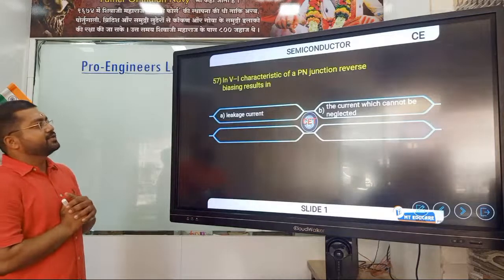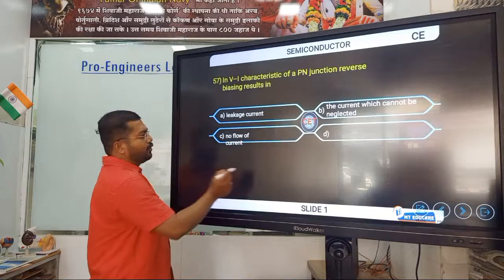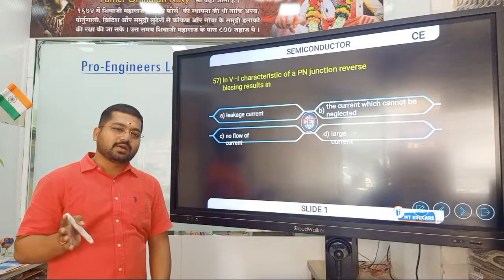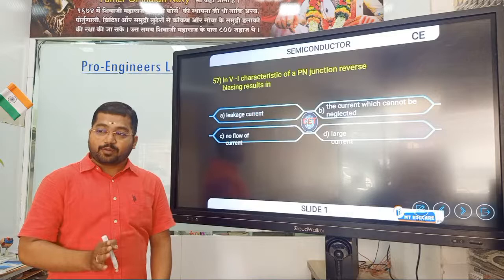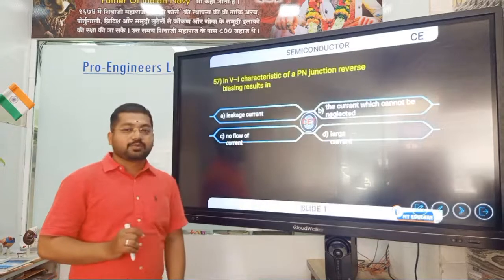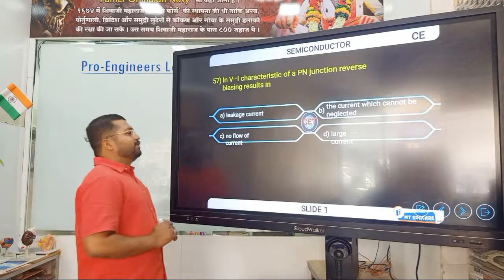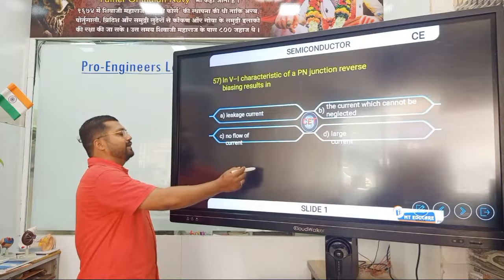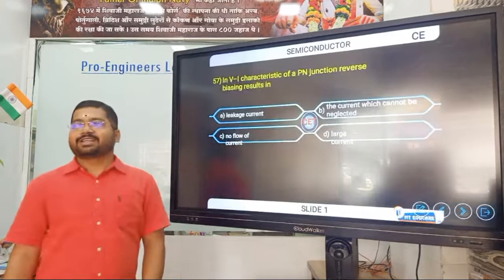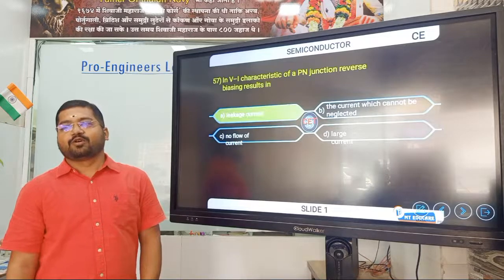The VI characteristics of PN junction reverse biasing results in options: leakage current, current which cannot be neglected, no current flow, and large current. बहुत सोच समझकर आपको आंसर करना होगा। हम अगले पड़ाव पर पहुंच चुके हैं। आपने पहले क्वेश्चन का आंसर सही दिया था और इसी के साथ शुभम जी आंसर दे रहे हैं। नो फ्लो ऑफ करंट। क्या इसे लॉक किया जाए? यस सर। श्योर? यस सर। कंप्यूटर जी ऑप्शन सी नो फ्लो ऑफ करंट, इसे लॉक किया जाए। और इसी के साथ साथ शुभम इस खेल से आउट हो रहा है। उन्होंने आंसर दिया नो फ्लो ऑफ करंट। व्हाई?